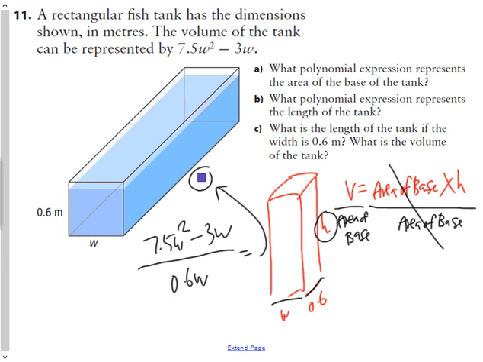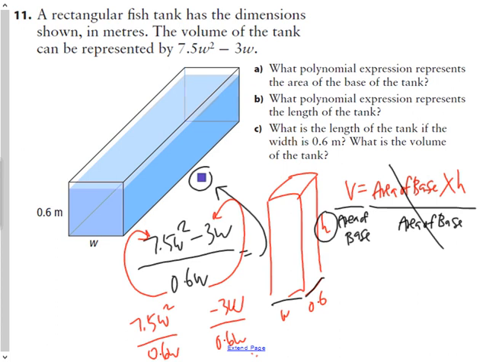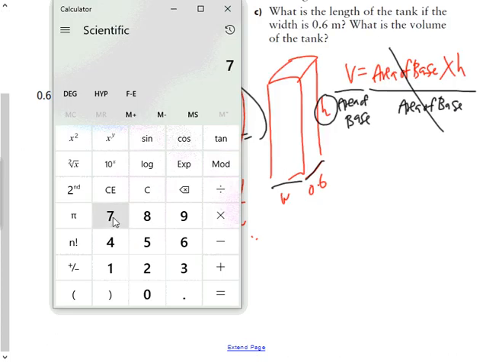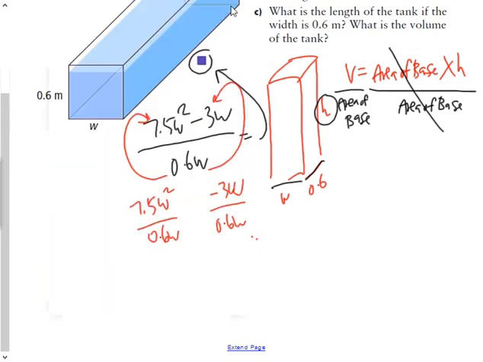And all I have to do is simplify it using the distributive property. So 0.6w divided into each term. You get the idea, so I'm going to rewrite it. First one I'm going to do 7.5w squared divided by 0.6w. 7.5 divided by 0.6 equals 12.5.